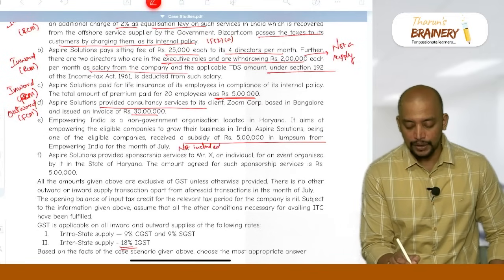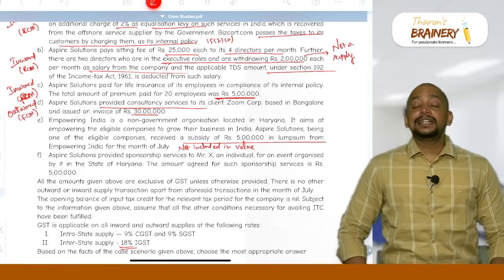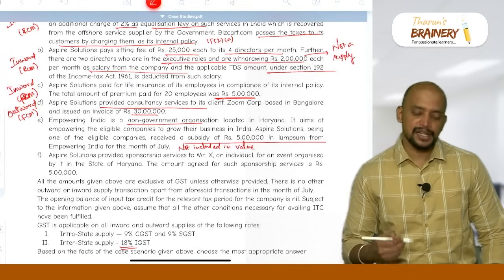Why is it not included in value? Only if the subsidy is directly linked to price, it should be included in the value. Even though it is from an NGO, it is not directly linked to the price, therefore it will not be included in the value.